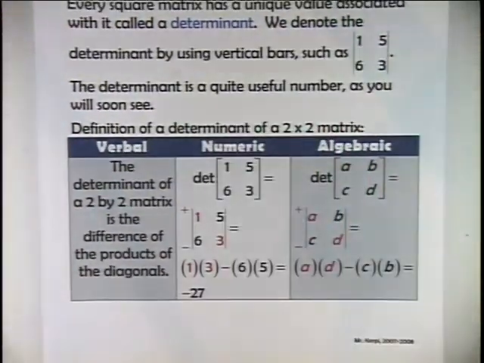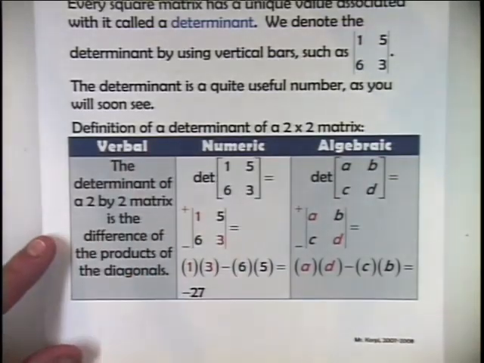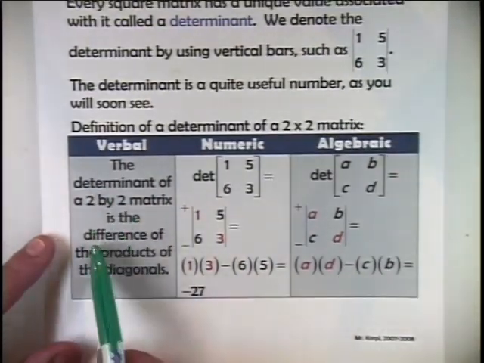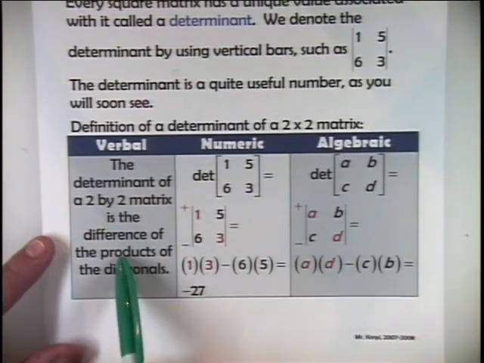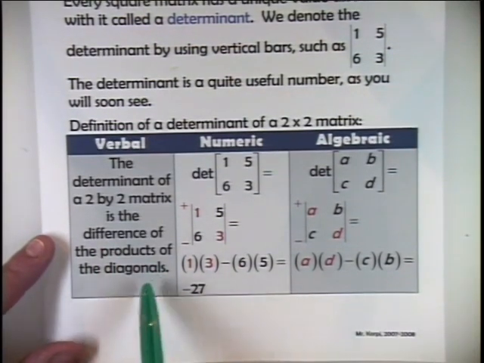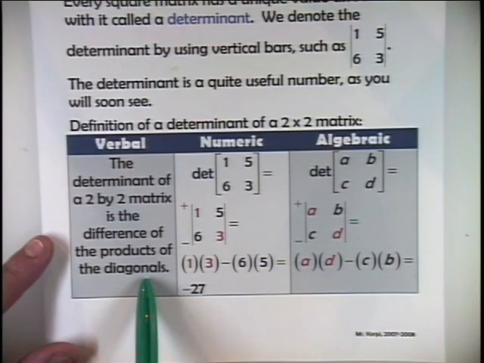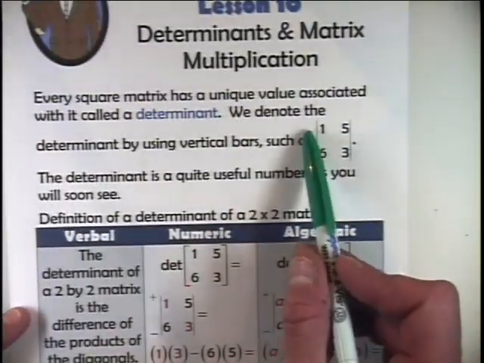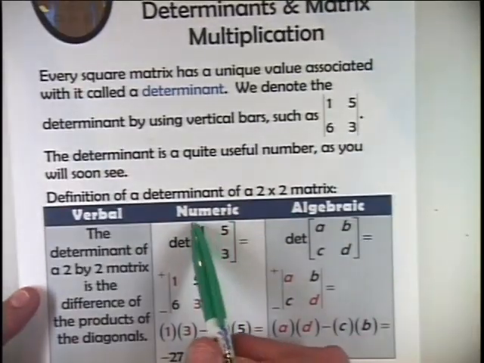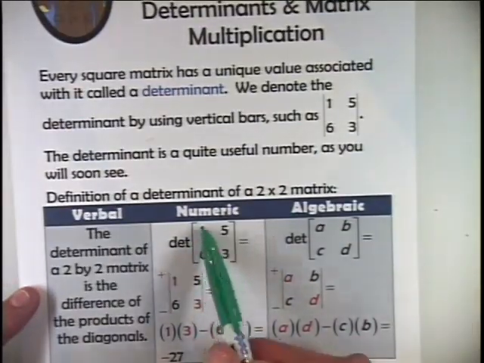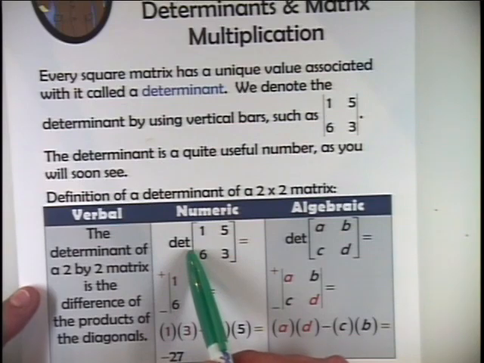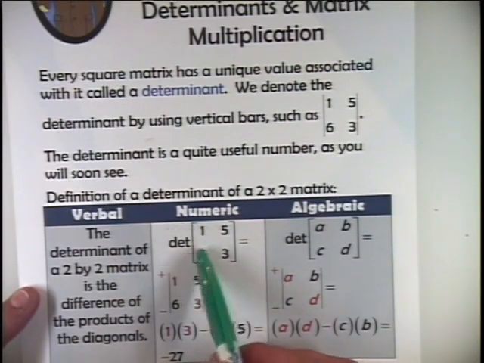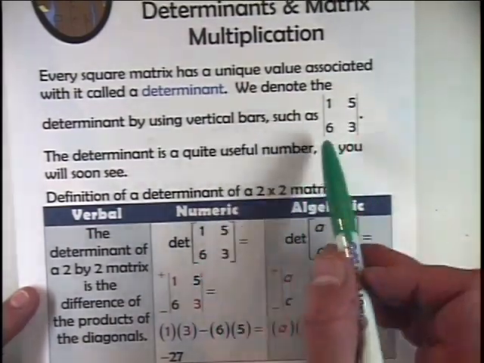We're going to go ahead and start with a 2 by 2 matrix. Here's the verbal definition. The determinant of a 2 by 2 matrix is the difference, that's subtraction, of the products, that's multiplication, of the diagonals in the matrix. How are we going to list that numerically? Well, we can write it with the vertical bars, or we can actually take the matrix itself with these little braces and put the letters DET in front of it. That stands for the determinant of this matrix. So both methods are acceptable.